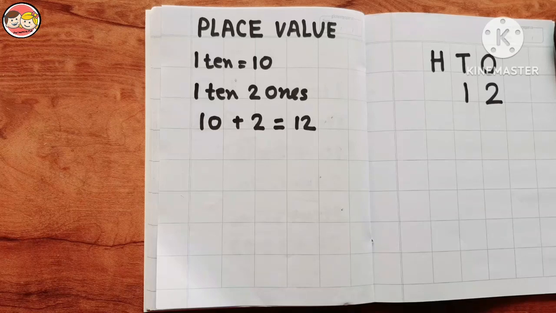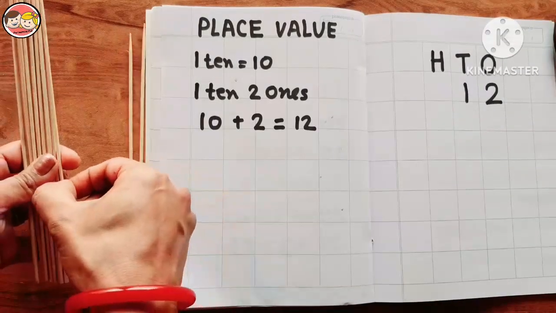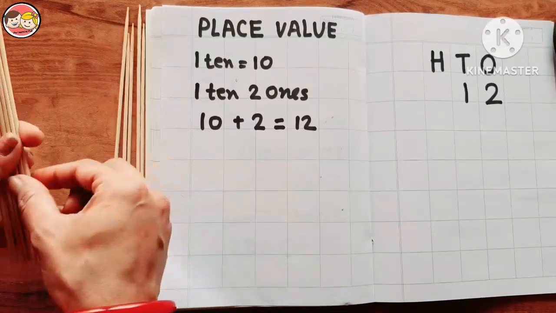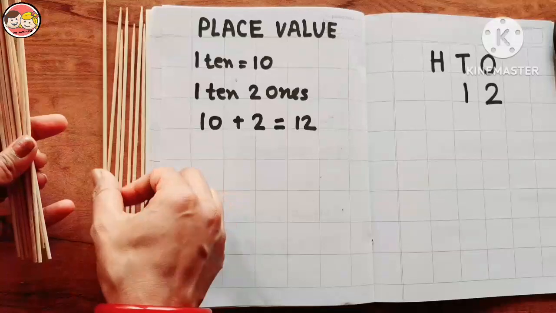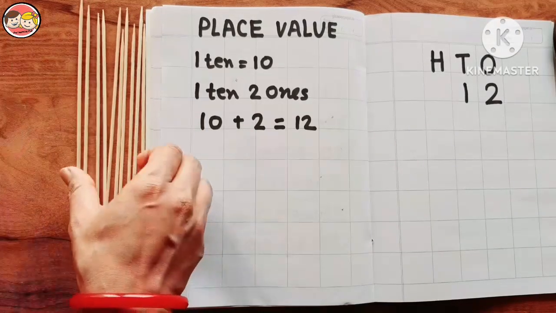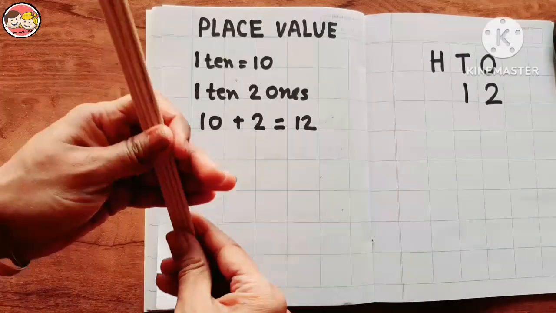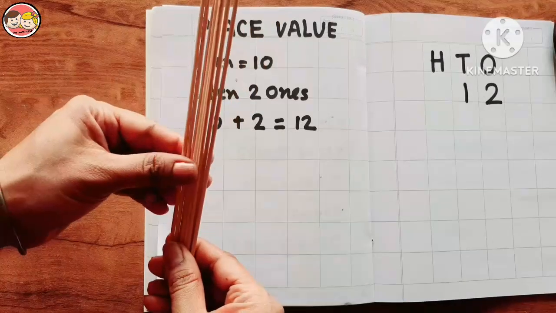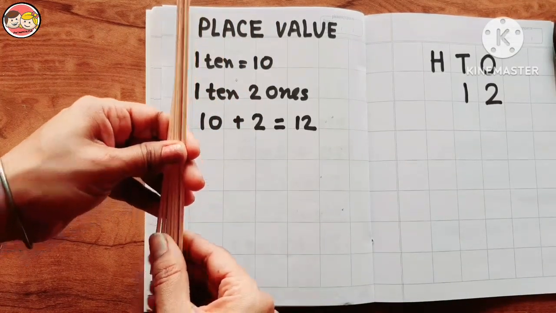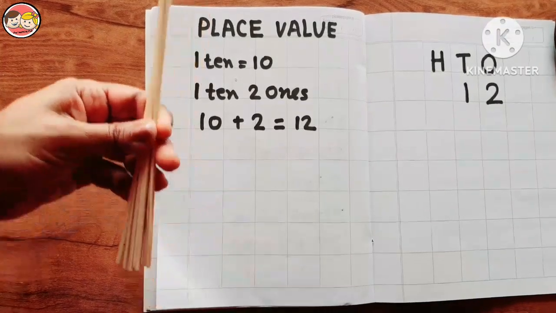Children, one more example. 1, 2, 3, 4, 5, 6, 7, 8, 9, 10. So there are 10 sticks, means 10 ones. 10 ones all together make 1 ten. So 1 ten means 10.